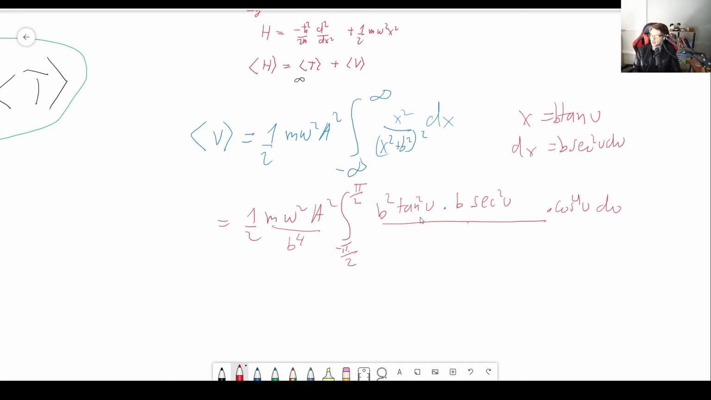Okay, so now we can simplify a little bit. We know that secant squared is 1 over cosine squared, and tangent squared also has 1 over cosine squared. So it's going to simplify a lot, actually. Minus pi over 2, pi over 2. And it's going to be just b because we get b to the 4th, but then we have b squared and b, so we get just 1 over b. And then we are left with only sine squared of u inside, because the cosine to the 4th cancels out with this and with the cosine part of the tangent.